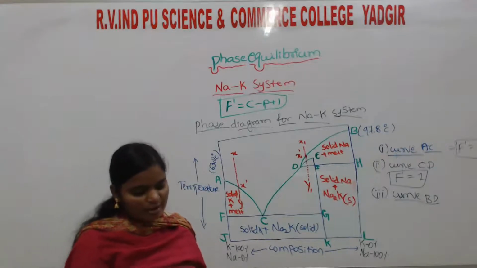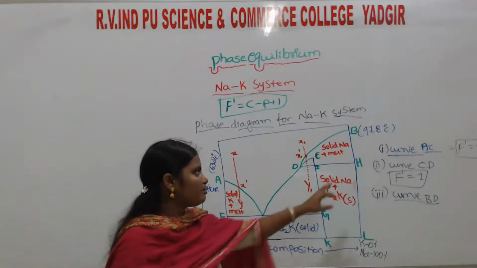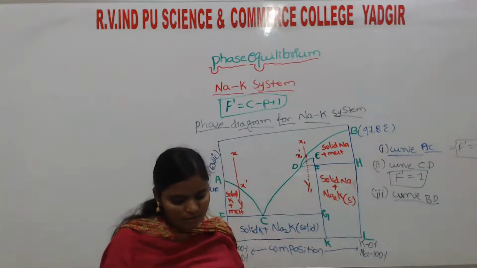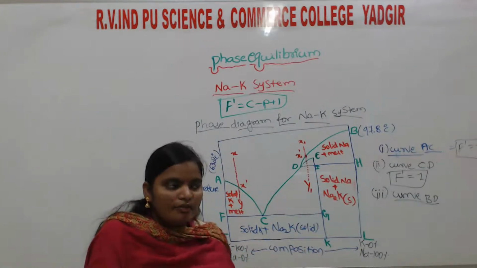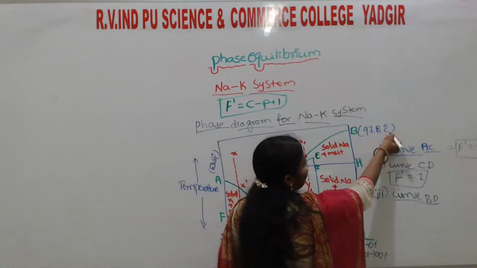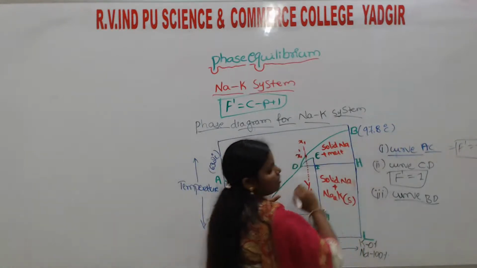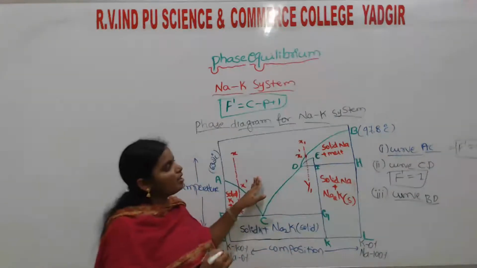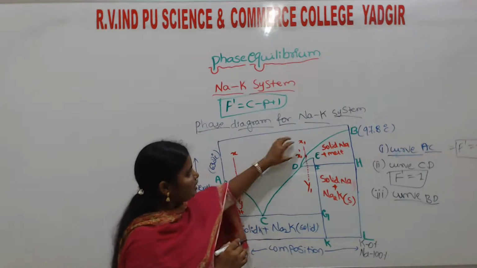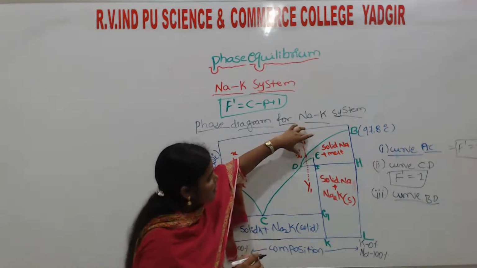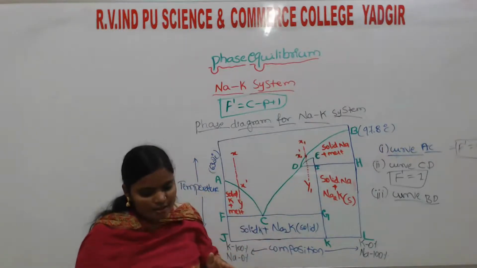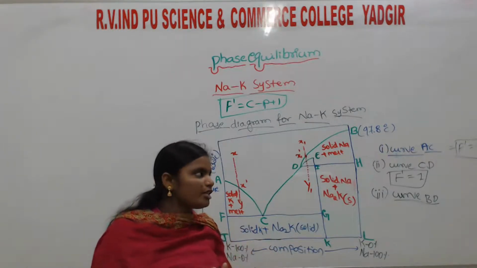It represents the fusion curve of sodium, and the depression in freezing point. This is 97.8 degrees Celsius, where sodium is in the solid state. When the sodium and potassium are melted, at this point you are gradually decreasing the temperature. The freezing takes place here, with depression in freezing point.